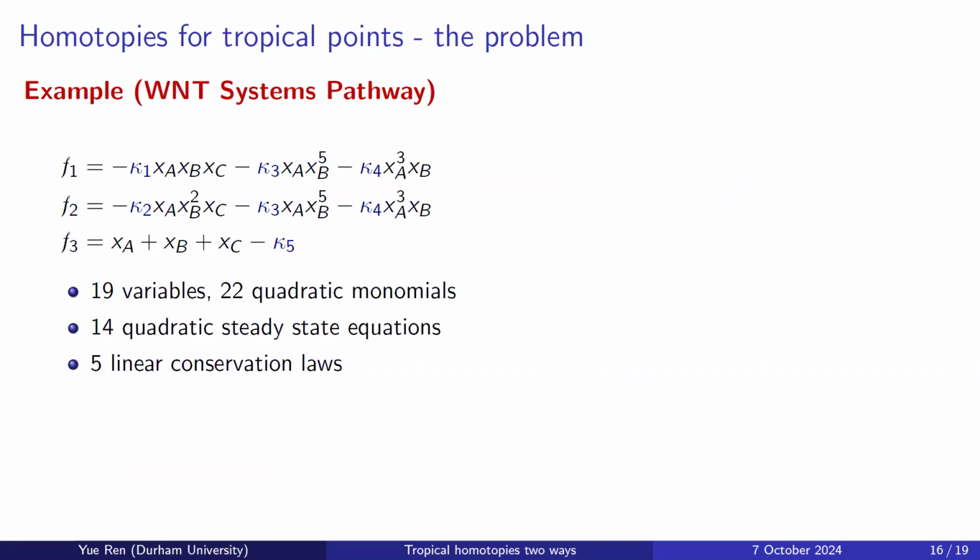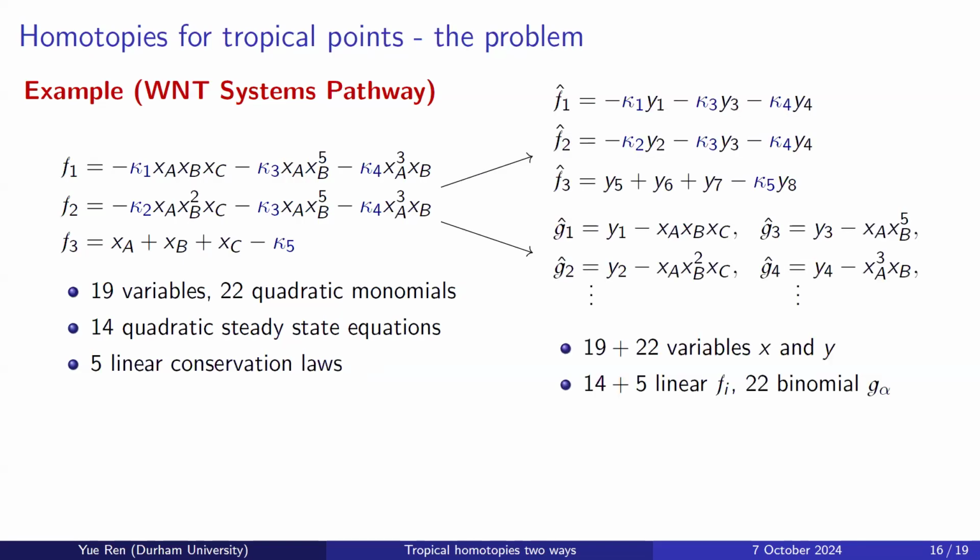Here I'm looking at an example that can be found in one of the papers by Heather Harrington and Bernd. I'm not writing down the entire system. The system has 19 variables, 22 quadratic monomials, and there are 19 equations as well. So it is a square system. If you do this procedure, you still have the 19 variables in X. Every monomial now becomes a new variable Y. So you have 14 plus 5 linear equations and 22 binomial equations for the different Ys. Let's do the same thing that I said we will do.